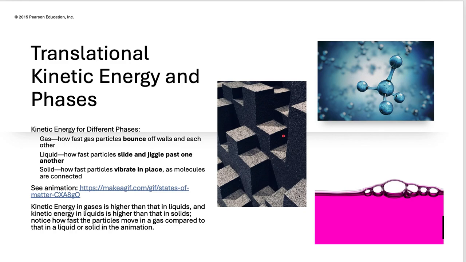The pictures on the right are showing you a solid. The particles are all connected to one another, and because they're connected to one another, they can just move side by side or vibrate. The picture in the bottom right is showing you a liquid phase. The particles here can slide past one another. They can jiggle past one another instead of vibrating. And the picture in the upper right is showing you particles that are moving up, down, or left, right, and they're bouncing off of one another.